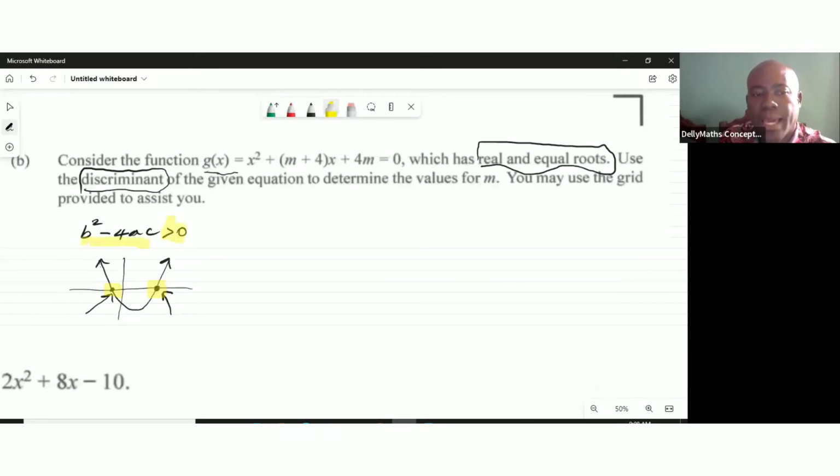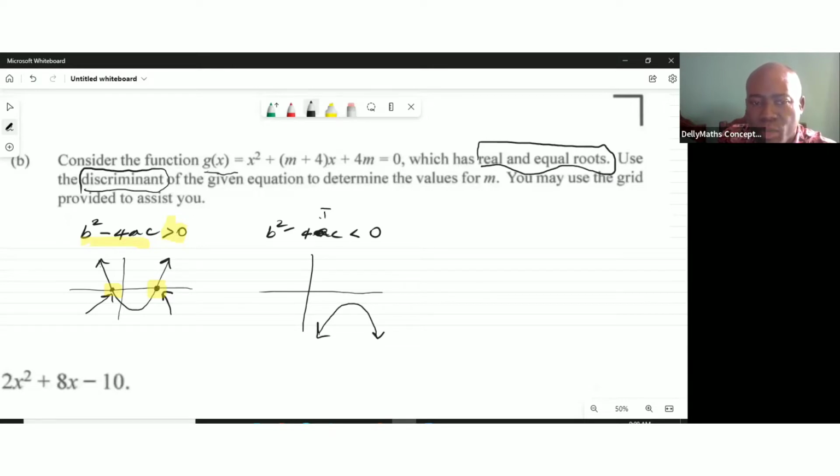We end up with that case. There's another case where our discriminant could be less than 0. When the discriminant is less than 0, we have a case like this: the curve will not cross the x-axis.